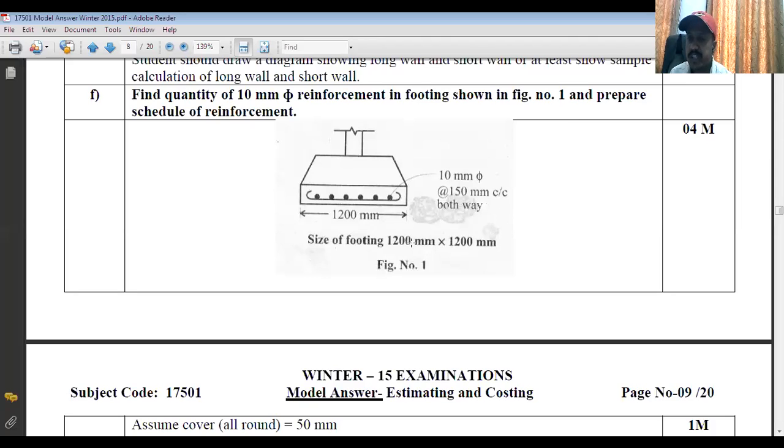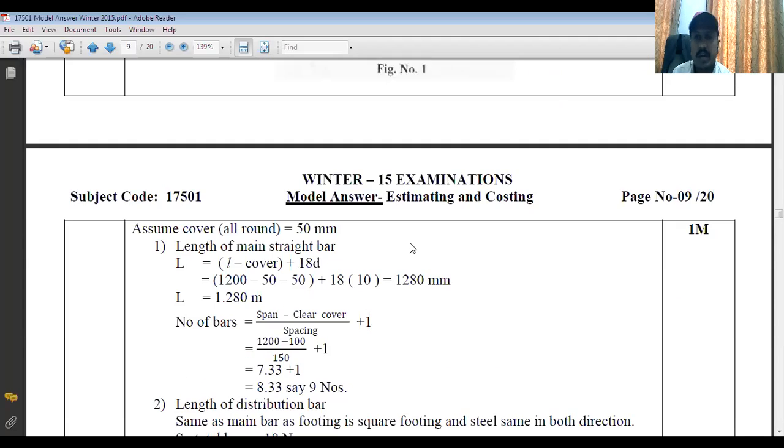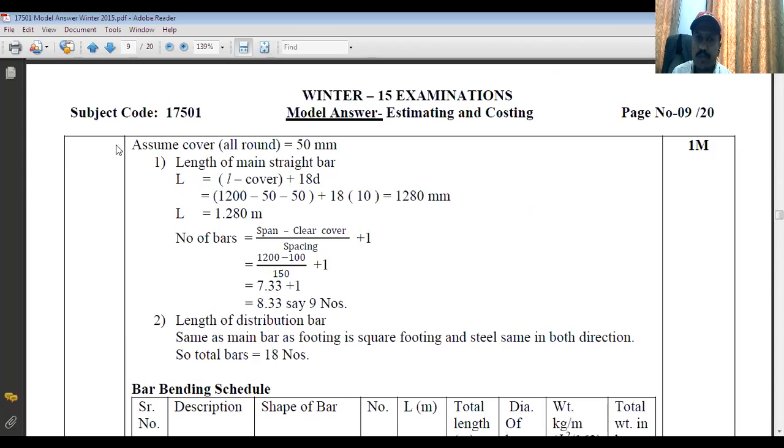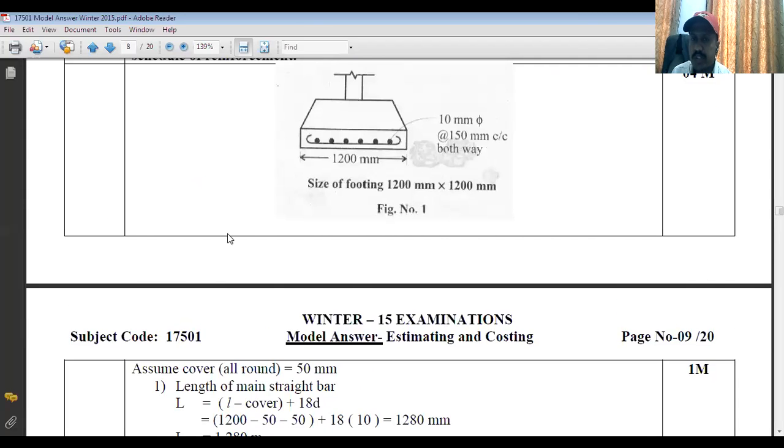Then the size of the footing is mentioned as 1200 mm by 1200 mm. That means the width and the length of that particular footing is 1200 mm by 1200 mm. So you know the length, width, the diameter of the bar, and the spacing between the bars. Now we have to prepare the bar bending schedule. What is our simple process? We are going to assume the clear cover.